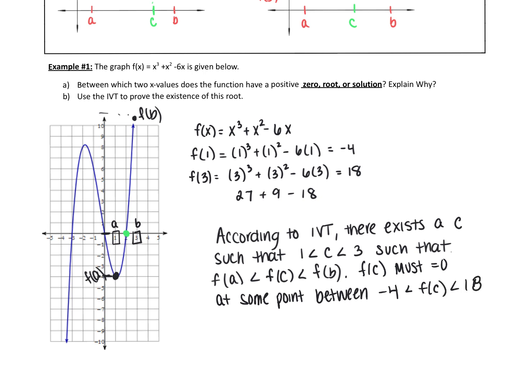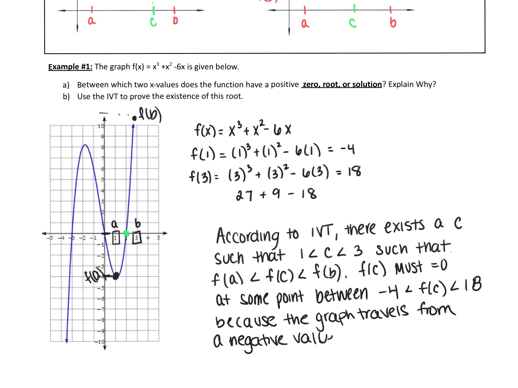and the other y value is 18, and you can just say, because the graph travels from a negative value to a positive value, crossing y equals 0. All right, I know that was a long explanation, but that really shows that you understand the concept. Let's move on to another example.